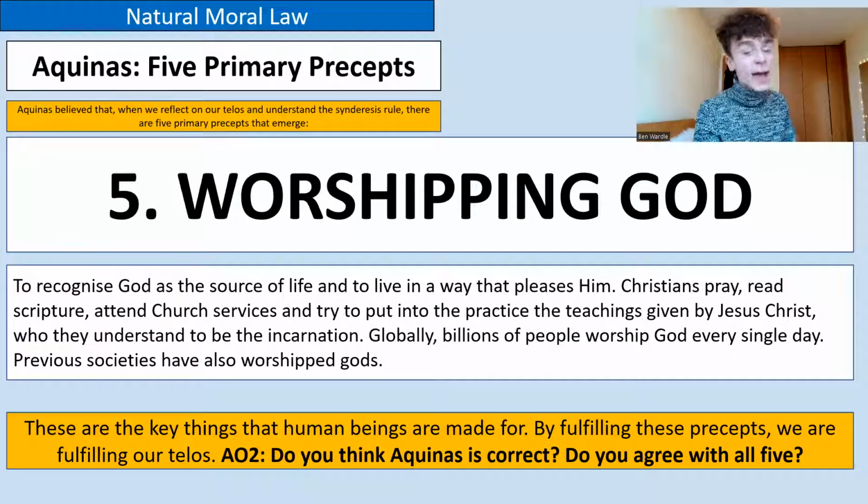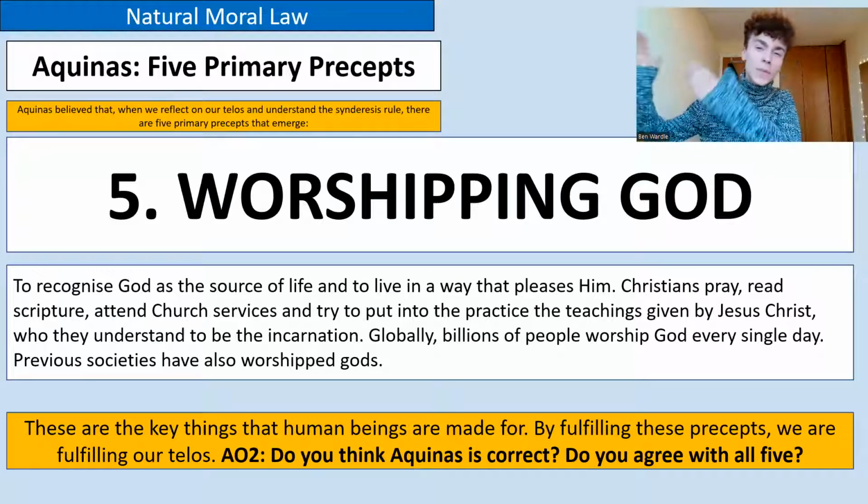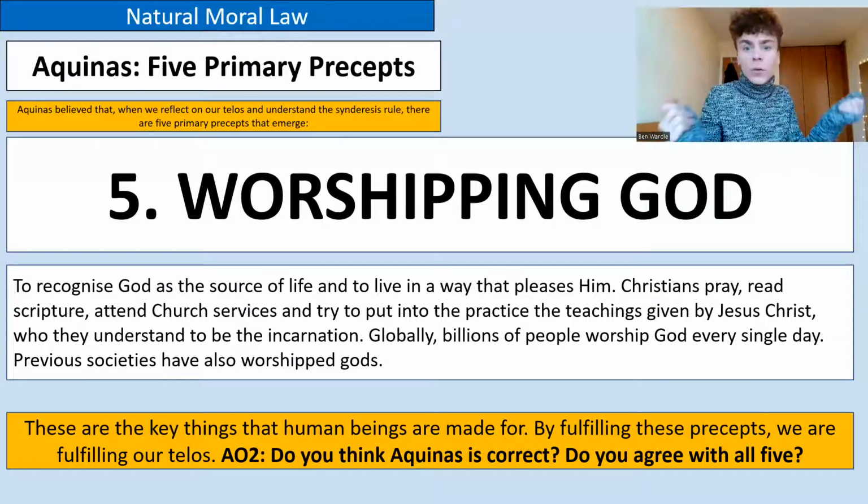Is Aquinas correct about this? Do we see animals doing this, for example? So lots of AO2 opportunities when it comes to this precept, worshipping God. So the idea of this one is that we should recognize God as the source of life and live in a way that pleases him. The idea that God is your ultimate destination, achieving the beatific vision. You've been created by God for a purpose, and that you should put God and Jesus at the center of your life as a Christian.